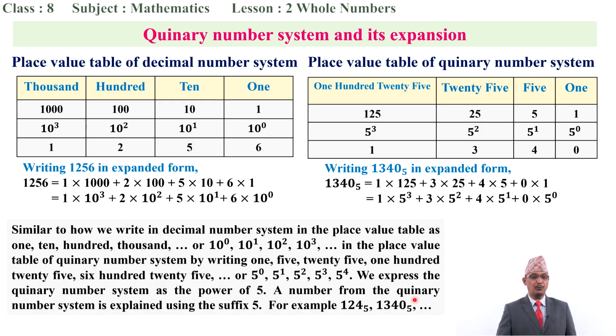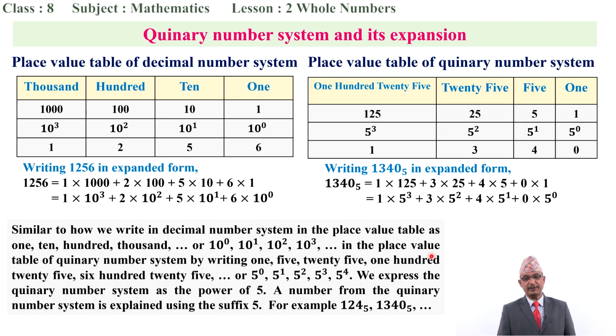So a number from the quinary number system is explained using suffix 5. Suffix 5 means base 5. For example, 124, here the base is 5 or suffix is 5. 1340, here the base is 5 or suffix is 5. In the binary number system, we write suffix 2.